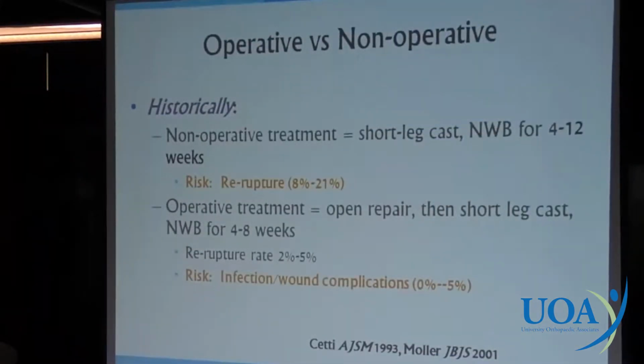So historically, non-operative treatment consisted of a short leg cast and non-weight bearing for up to 3 months. There's a high rate of re-rupture, and that's part of the reason we fix them, up to 21%. Operative treatment typically used to get a short leg cast as well, and they would be non-weight bearing for up to 2 months. The re-rupture rate was significantly diminished, but there's a definite risk of wound complications, infection, wound breakdown.